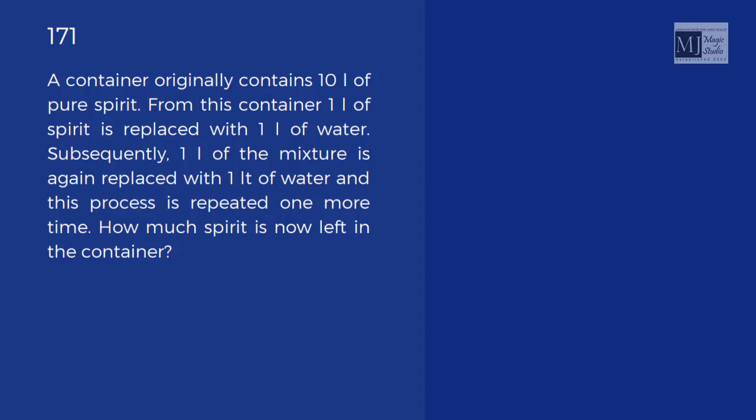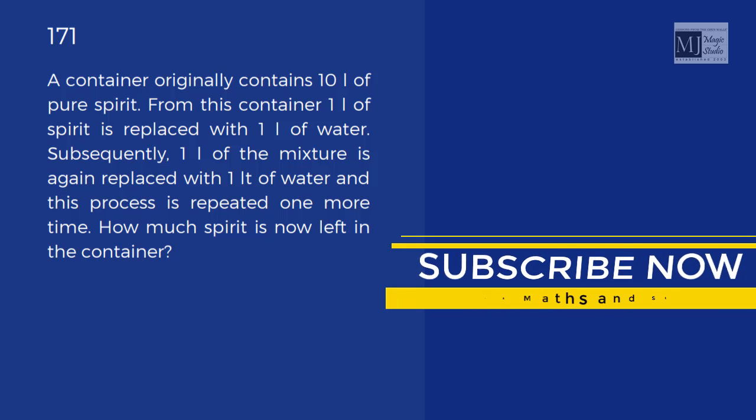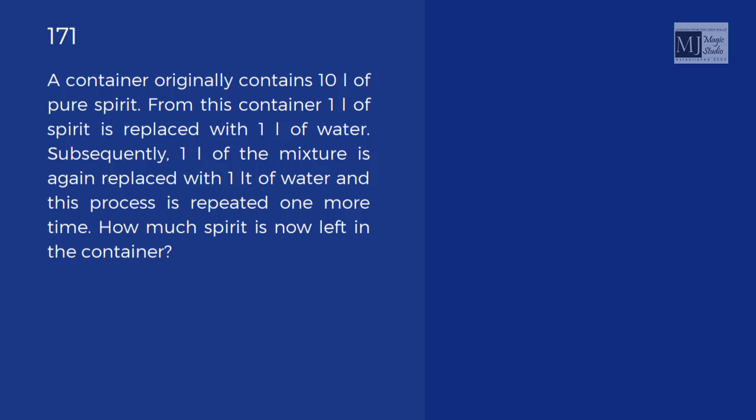A container originally contains 10 liters of pure spirit. From this container, 1 liter of spirit is replaced with 1 liter of water. Subsequently, 1 liter of the mixture is again replaced with 1 liter of water, and this process is repeated one more time. That means the entire thing they did for 3 times. How much spirit is now left in the container?